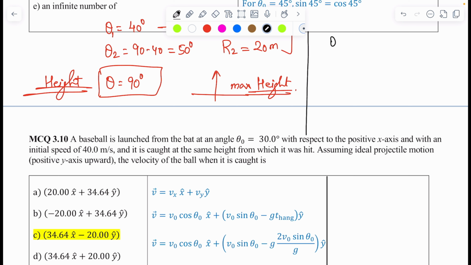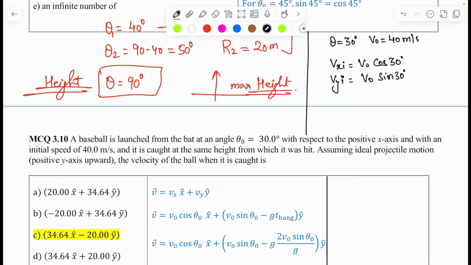Okay, so theta is given as 30 degrees with respect to the positive x-axis, with the initial speed V naught given as 40 meters per second. So from here I can say Vxi is equal to V naught cosine 30 degrees, and Vyi is equal to V naught sine of 30 degrees.